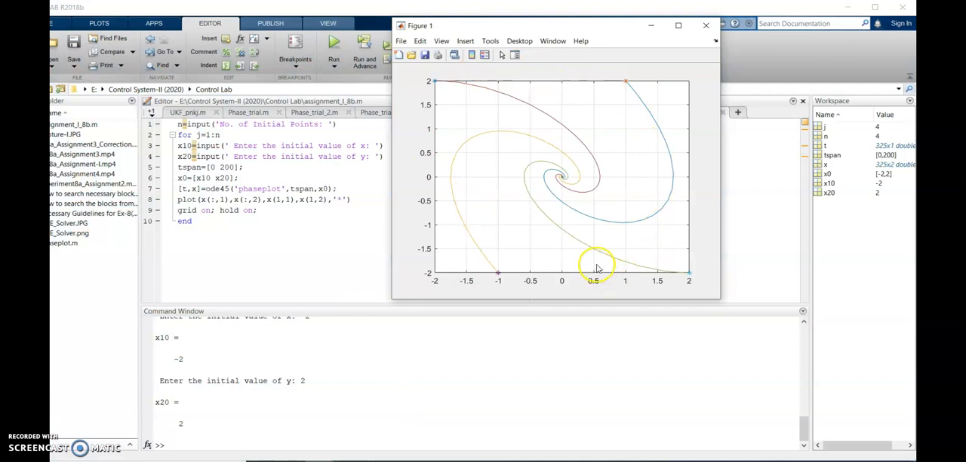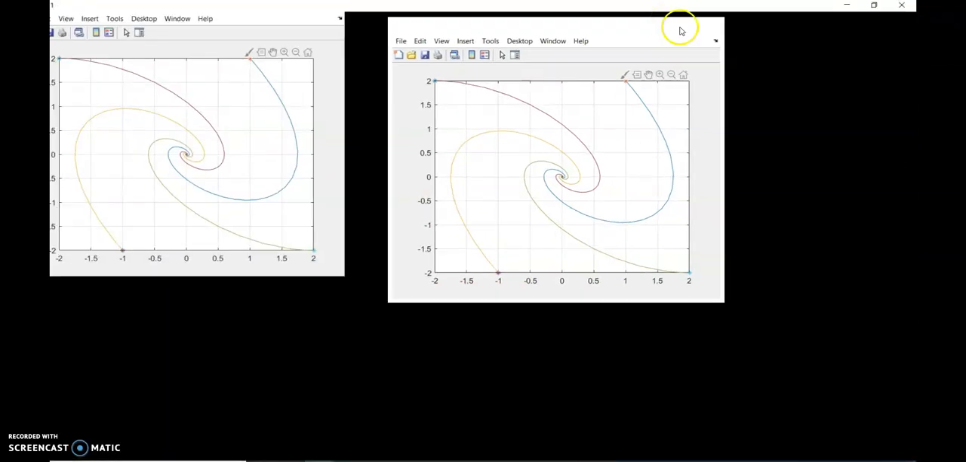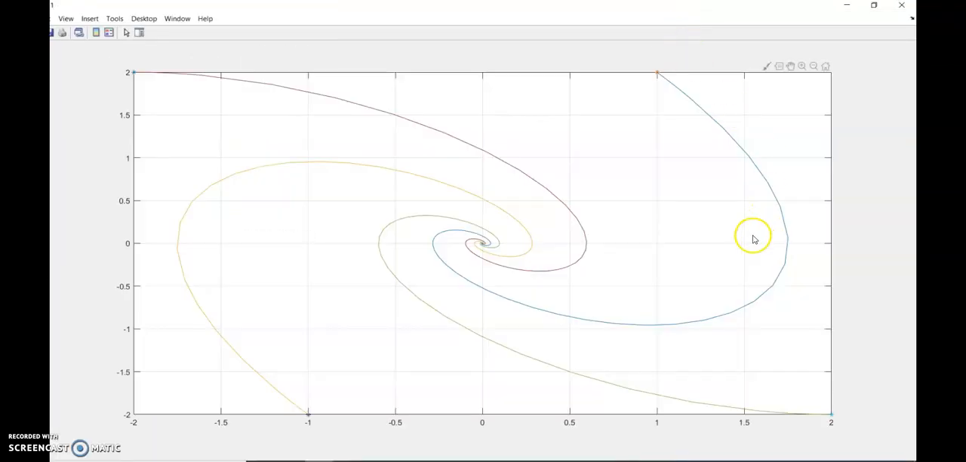So you can see that for 4 different values, we have plotted the phase plane plot. I hope it is very clear to you. So that was for the experiment 1.